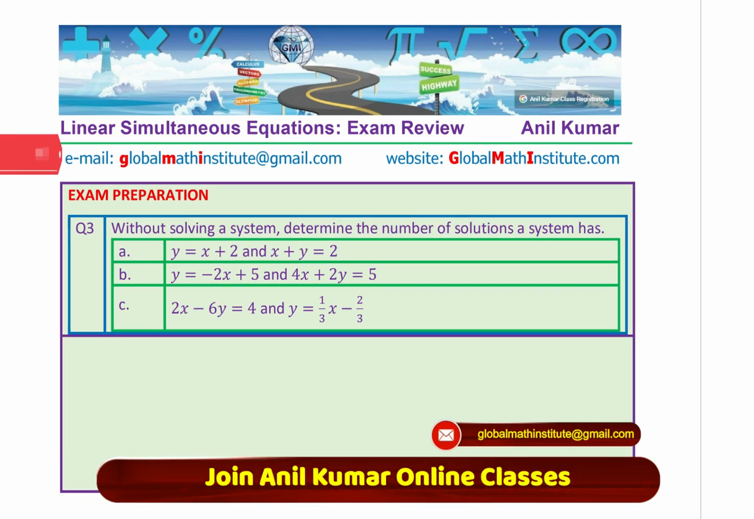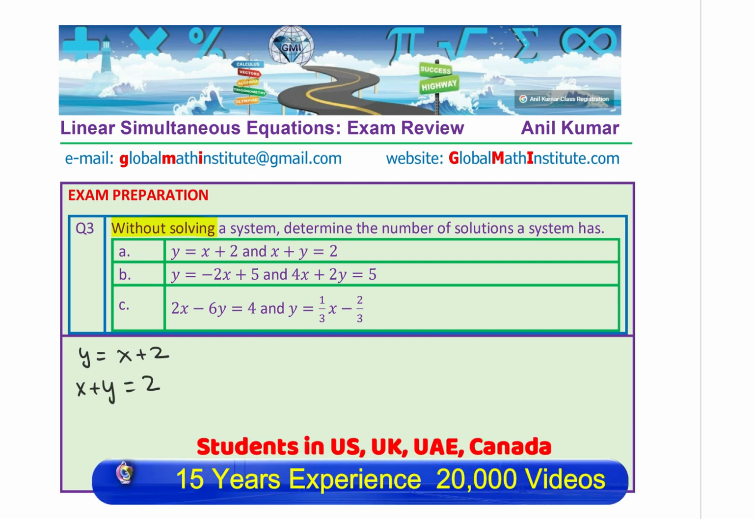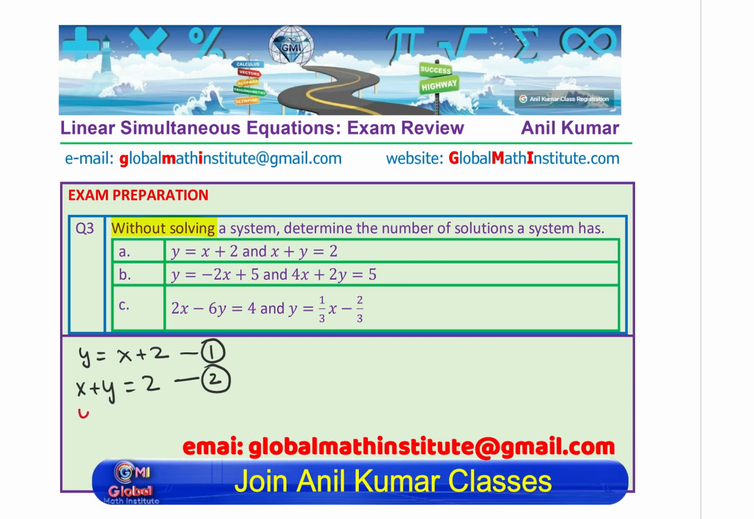Question 3 states, without solving, determine the number of solutions. So let's begin with A, which gives us two equations. One of them is y equals x plus 2. The other one is x plus y equals 2. Let's call this equation 1, and this is equation 2. What we will do is isolate y in equation 2. So if I isolate y, I get y equals minus x plus 2, which is equation 3.